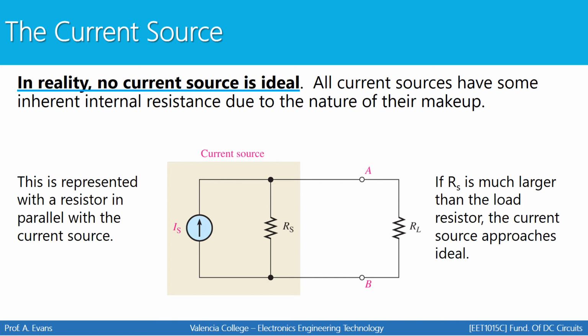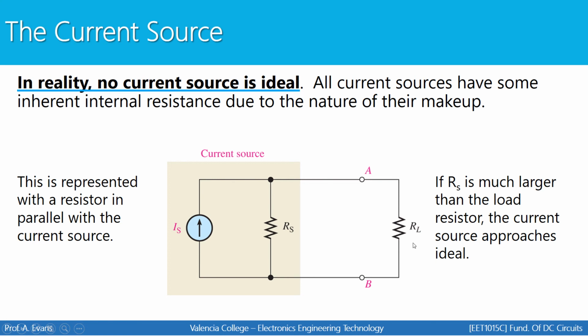In reality, no current source is ideal. All current sources will also have some inherent internal resistance, just like a voltage source will. So the way that we represent this is with a parallel internal resistance, which is Rs. We represent that in parallel with the current source, and then the load is connected between points A and B.